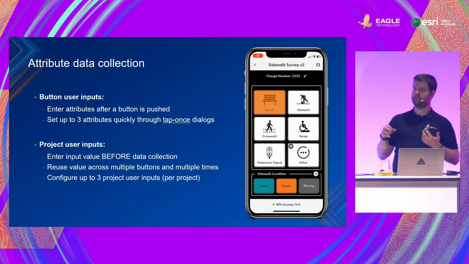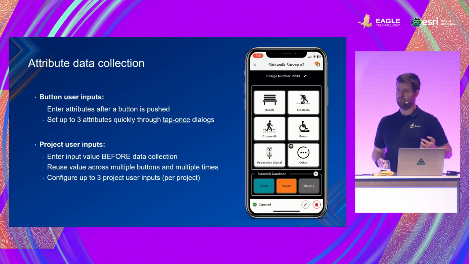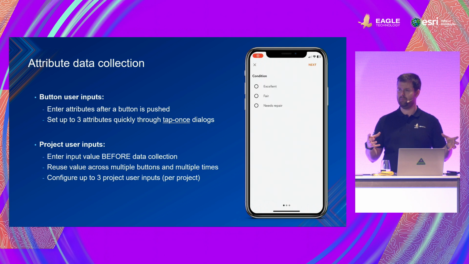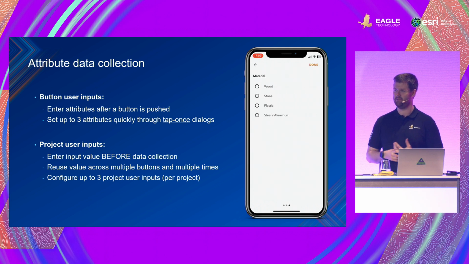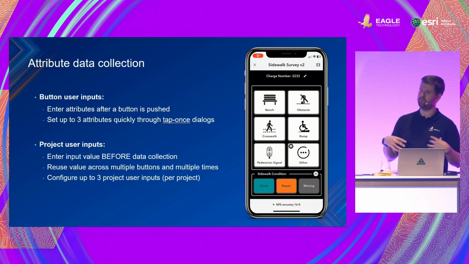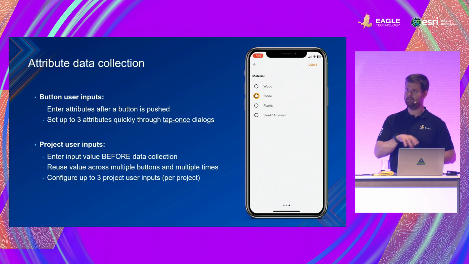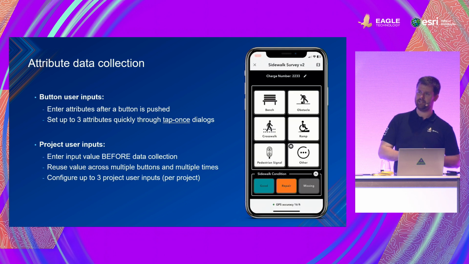So there's these tap once dialogues, so I press a button and then maybe give me 3 quick options so I can do more enhanced field data collection with, I guess, more context to what I've just taken a photograph of. There's also project user inputs, which are hard coding specific values that will then be captured against every feature that is then pressed within the project.